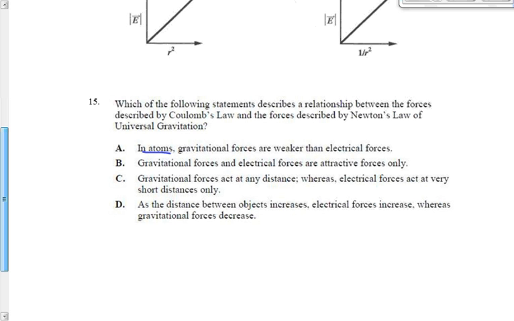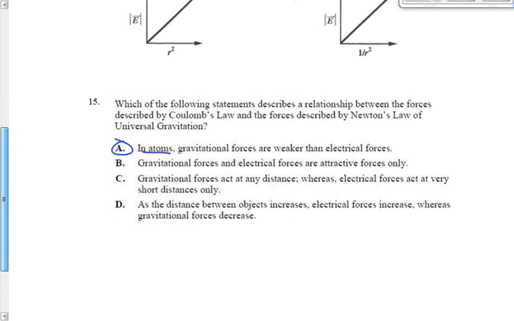Even if we've never mentioned it in the context of atoms, we have mentioned generally, we've given you a bigger answer than this. Generally, not just in atoms, but usually for everything, the electric force is stronger than the gravitational force. So this is going to be our answer. Let's just take a quick look at the other ones, though.